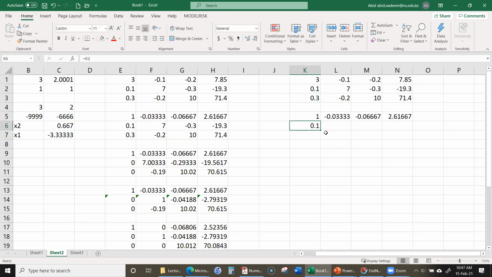So can you see the Excel, what I am doing on Excel? Can you see it? Yes. Okay.